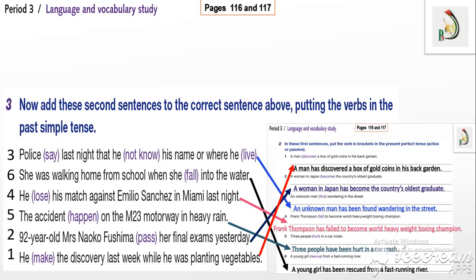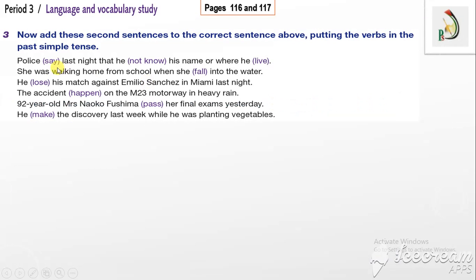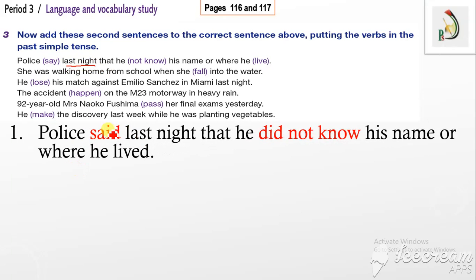Now in the next slide, I will change the verbs into past simple. Let us move on. See, I have already joined them in my previous slide. Now I will just put the verbs in the past simple tense. Police say last night that he did not know his name or where he lived. Since we have a time signal here, last night, I'll make it past simple. Police said last night that he did not know his name or where he lived.